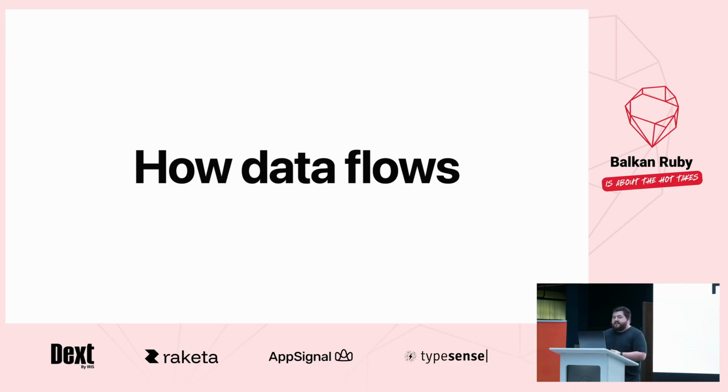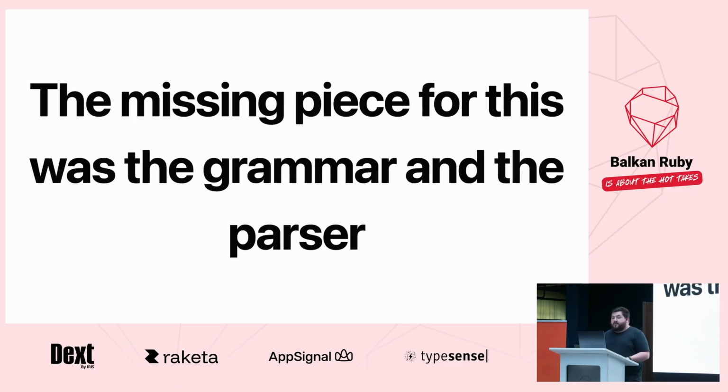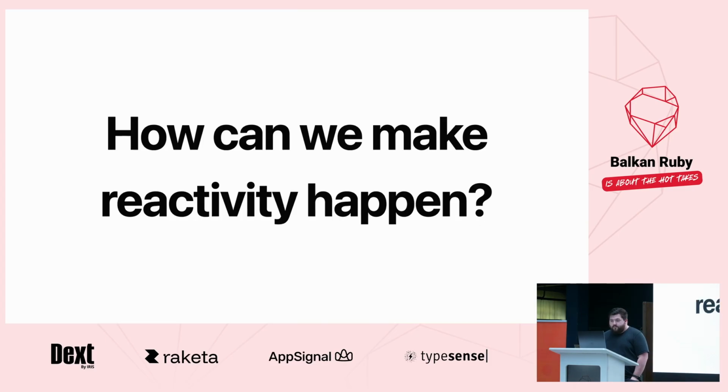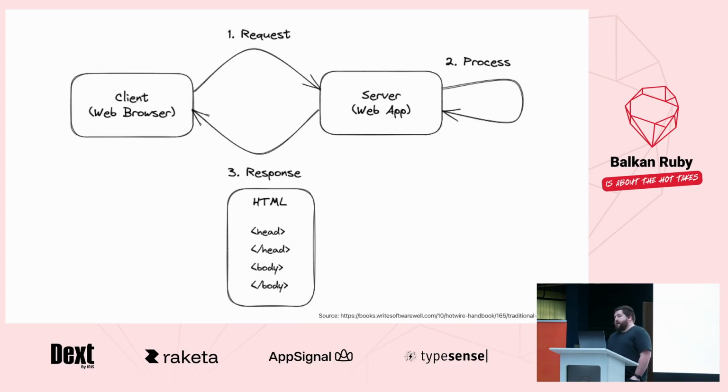So the missing piece for this was that we needed a parser and a grammar, which we now got thanks to Prism and her parser. So how can we make this reactivity happen now? Okay, let's look at a typical request-response lifecycle. Your browser requests a server site. It wants to have a page.